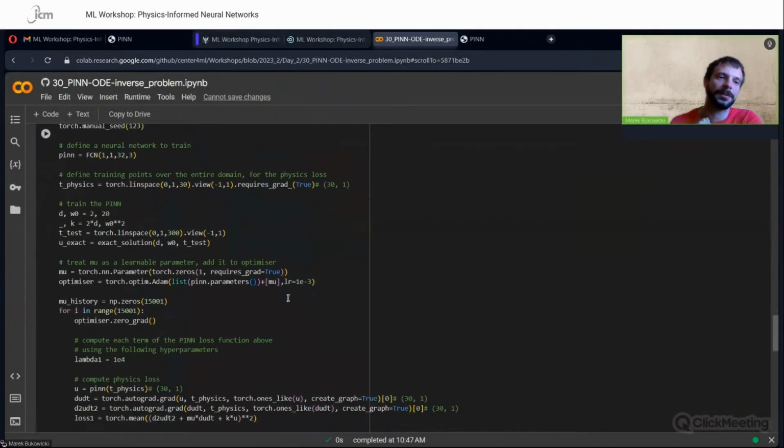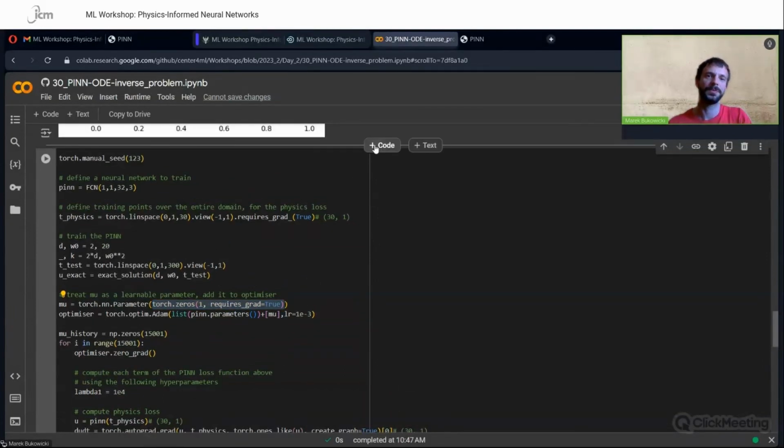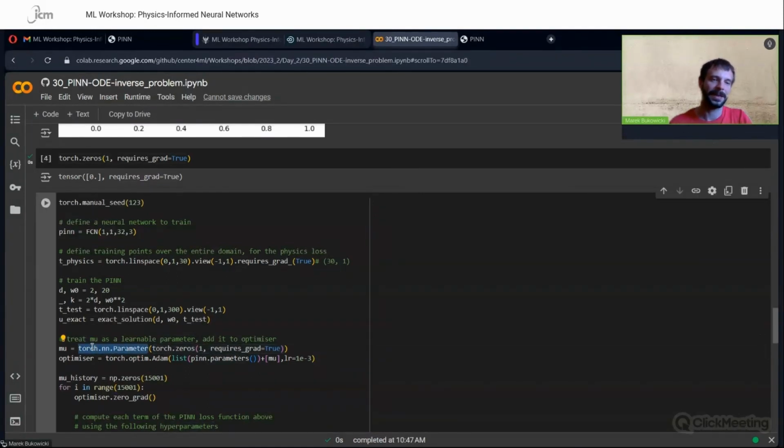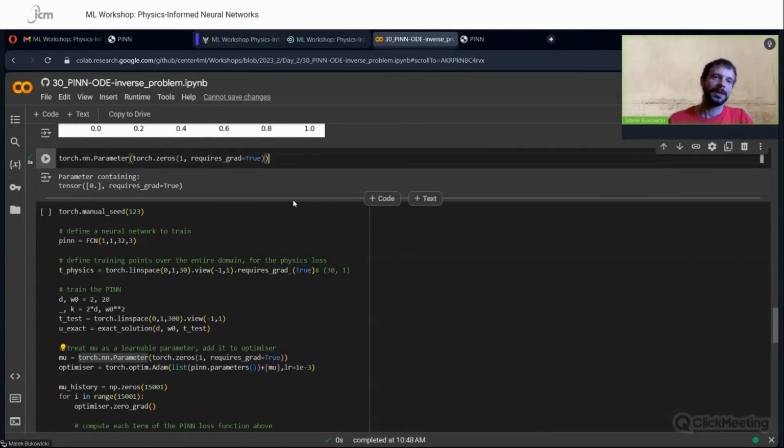What we do if we want to estimate some parameter: here is how you make a tensor filled with 0. That's because this is only one value, so it has length 1. It requires grad to become a parameter. And in order to optimize something, you need to make it a parameter, which is still an object that is basically a tensor, but it's ready to be optimized.